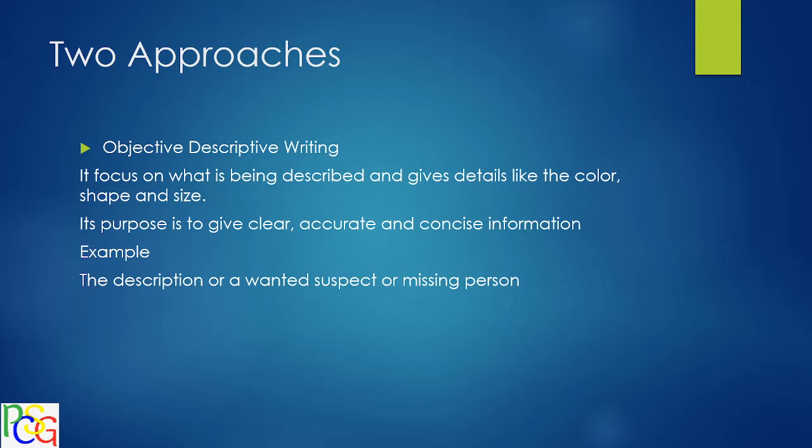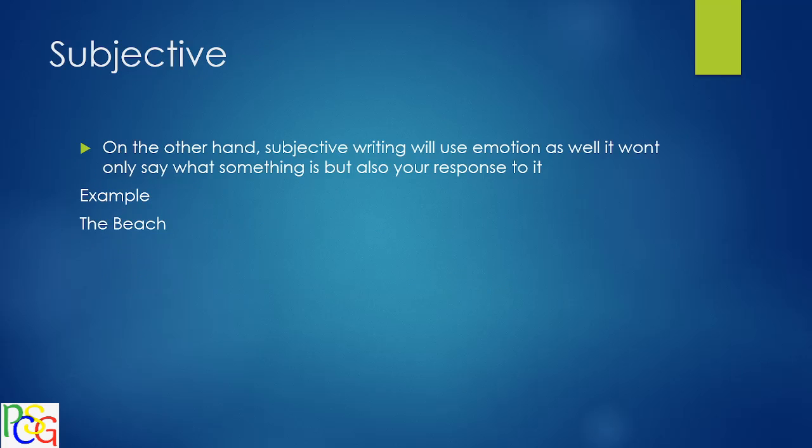It's almost like looking in, being objective and just being direct. Now, subjective, on the other hand, is writing where we use emotion as well, and it won't only say what something is, but also your response to it. So like before, I didn't care about my response. I won't say that he had a face that when you see it, it makes you jump, or a scary face or anything like that. I would have just said it was a wide face with a broad nose. In your head you might think, oh, that's a kind of scary face, but no. Subjective now is where you bring in that sense of feeling and your response to it.